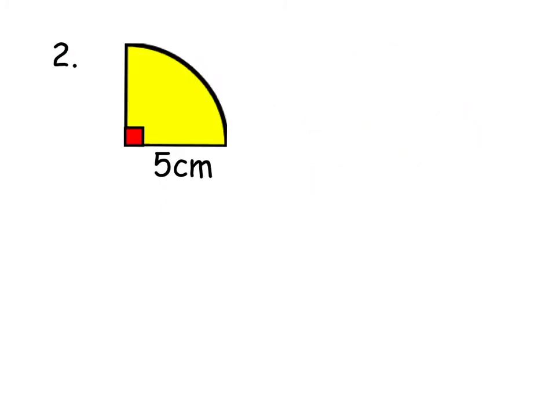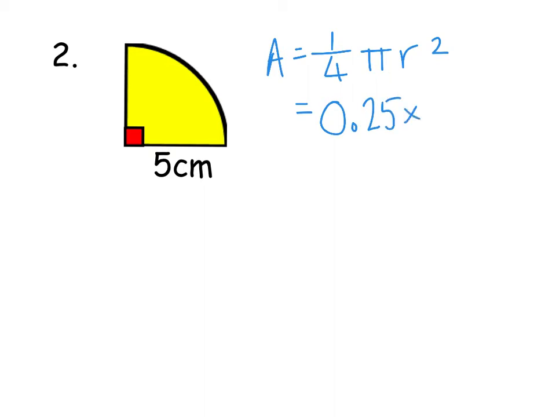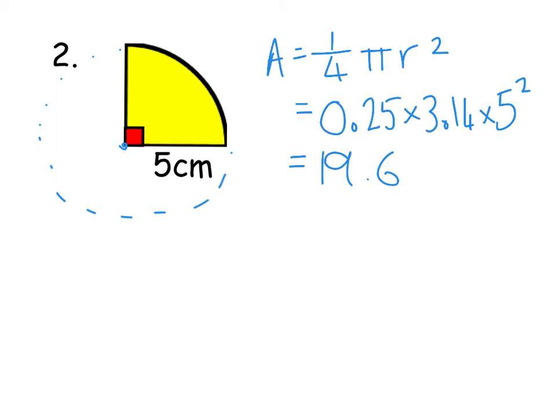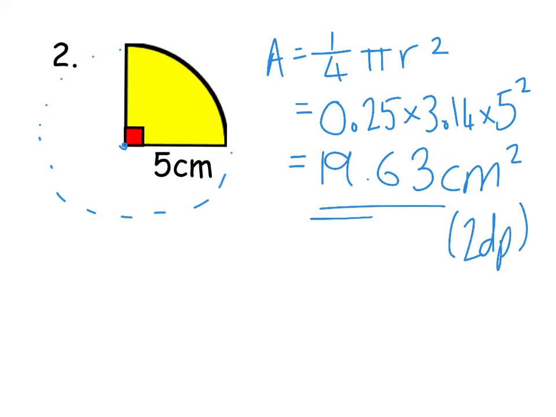Question 2, we have a quarter circle, so my formula becomes a quarter pi r squared. A quarter gets replaced with 0.25, pi gets replaced with 3.14, and your radius, remember this is your radius because if I put in that full circle, that 5 is from the centre to outside, so we keep the 5 this time. So that's what you then type in. And that will give you an answer of 19.625. If I'm rounding that to 2 decimal places, what will that become? The 5 will change the 2, won't it? So that will become 19.63 square centimetres. And I'm just going to write that I did that to 2 decimal places.